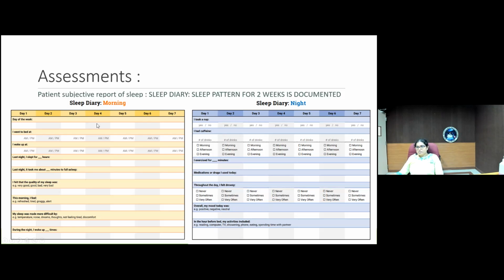Whereas in the sleep diary in the morning, as soon as the person wakes up, once he refreshes himself, he has to write at what time I went to bed, what time I woke up, how many hours did I sleep, how much time did I take to fall asleep, what was the quality of my sleep, did I feel good, or bad, very bad, or it was very good sleep. How did I feel in the morning? Did I feel refreshed, tired, groggy, or alert?